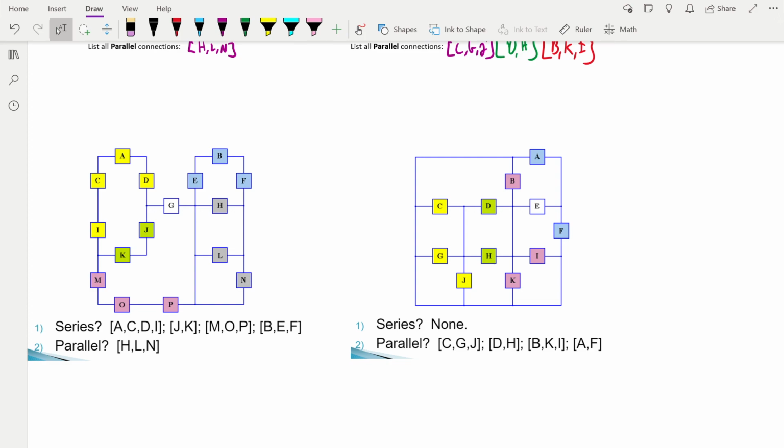So hopefully that makes sense in identifying series and parallel connections. Maybe in the next video I'll go more into the physics of how it affects voltage and current.